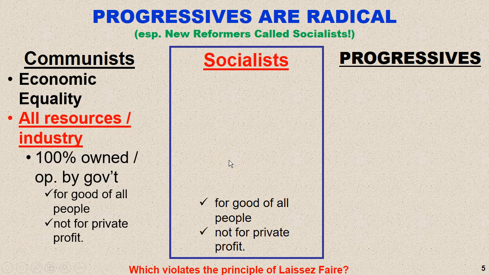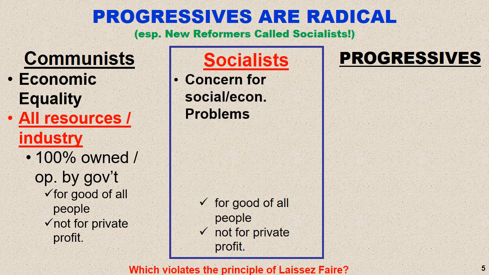The communist philosophy is that there should be economic equality, and all resources and industry are going to be owned by the government, and it's going to be redistributed, and production is going to happen by the government for the benefit of everybody. There's no private property.